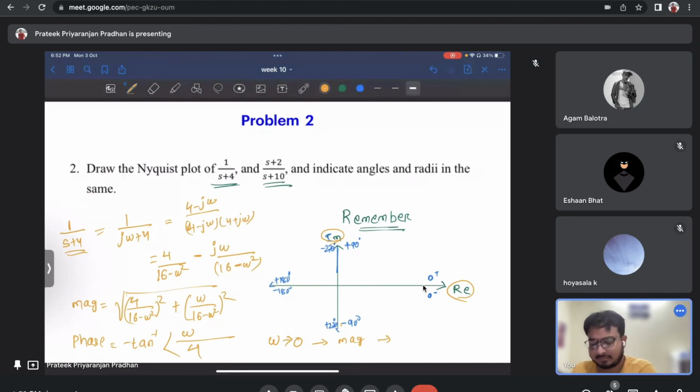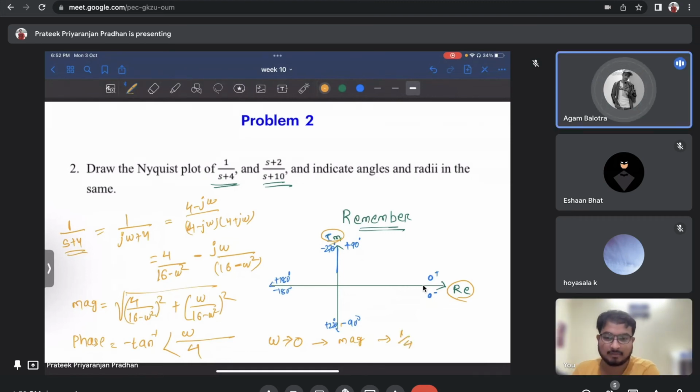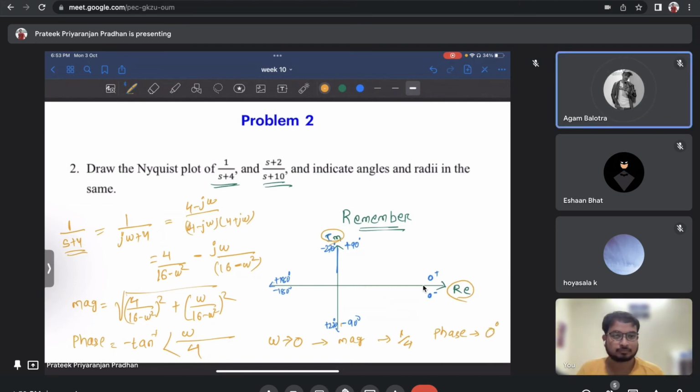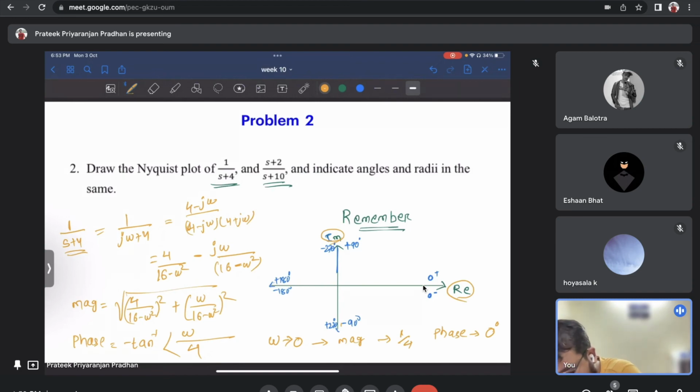Check it again. 1 by 4. You need to check it again. Yes. And phase. What is the phase? Omega tends to 0. It's 0 degree. Okay. That means we have the magnitude for omega equal to 0. We have a magnitude like this point. This is 1 by 4 and at 0 degree.